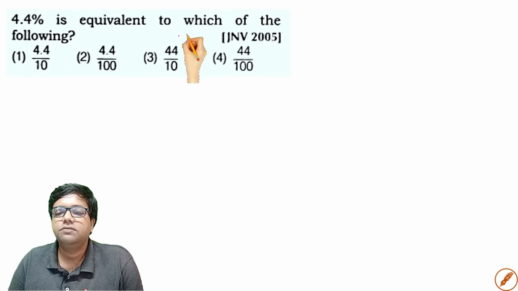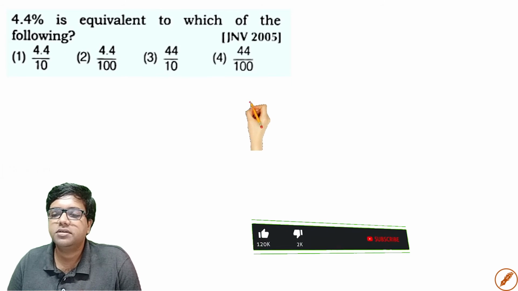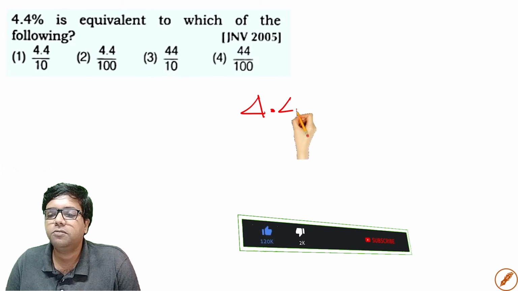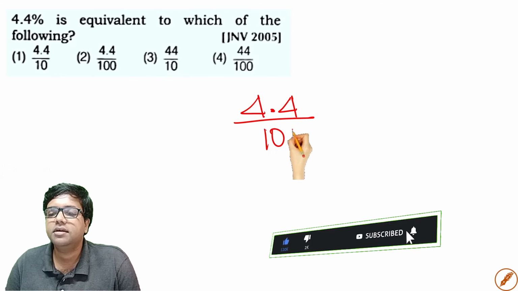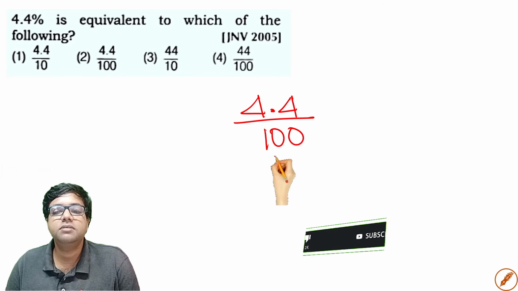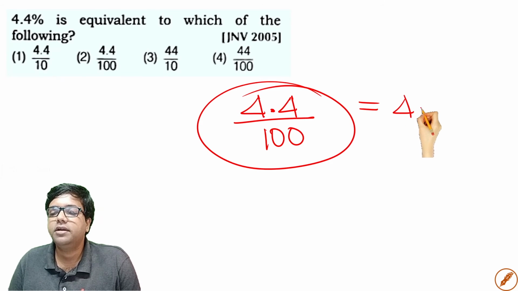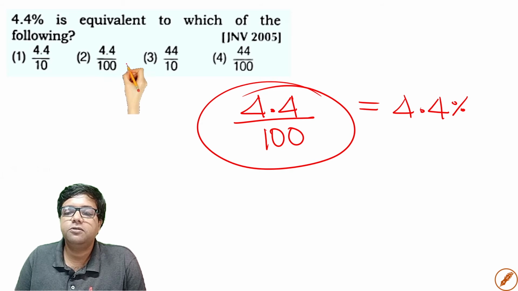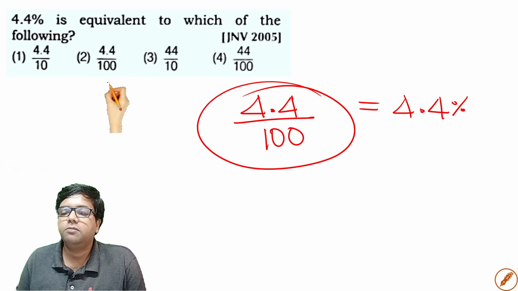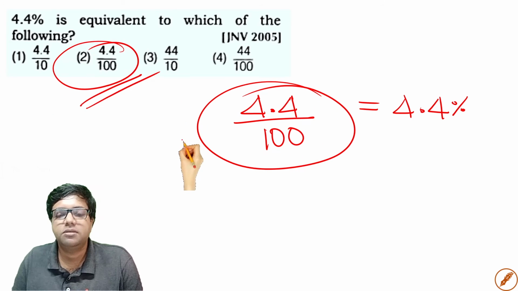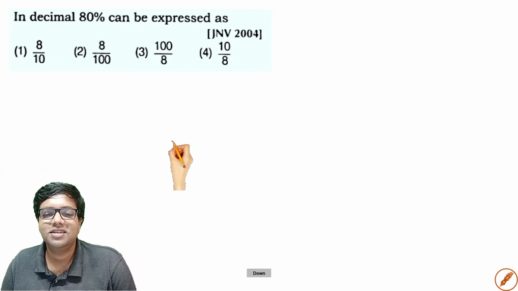4.4% is equivalent to which of the following? 4.4%, again 4.4 by 100. Percent means by 100. So this is the value which is equivalent to 4.4%. Therefore this 4.4 by 100 is available in option number 2. Option number 2 is the right answer for this question.